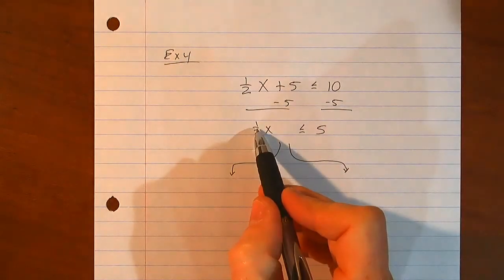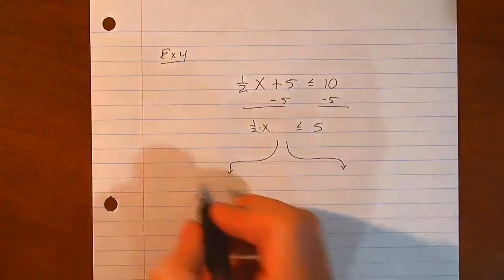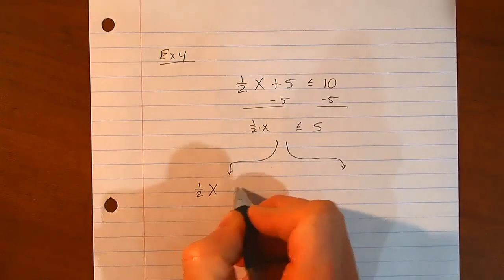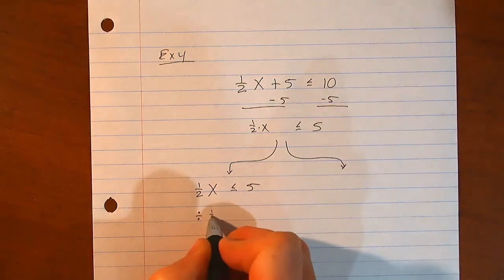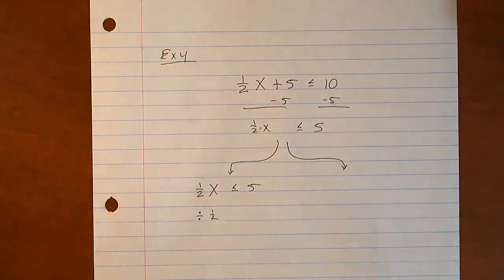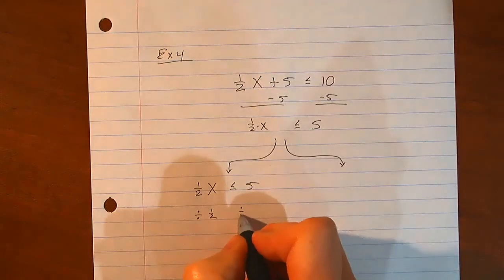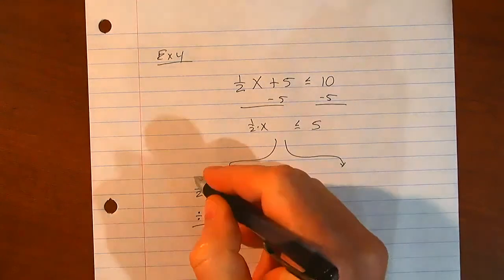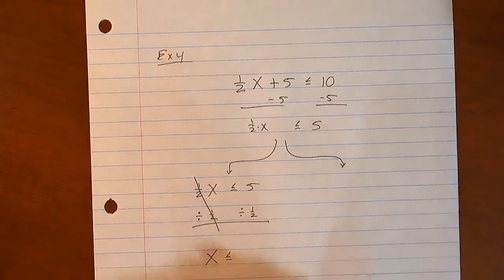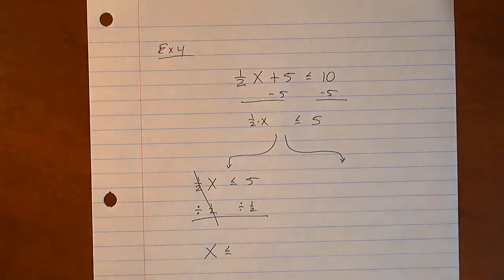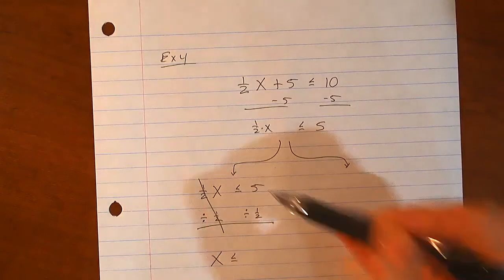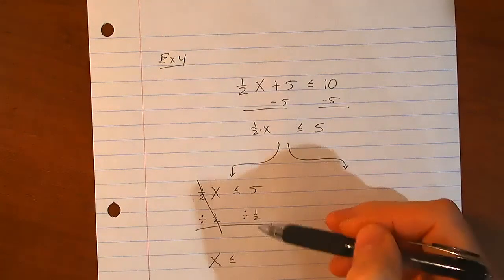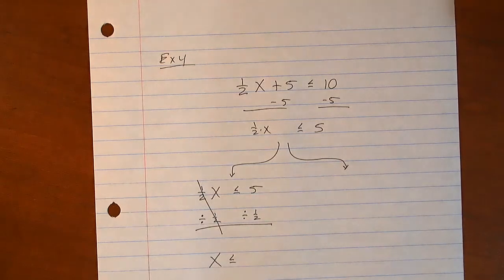Some people think of this as 1/2 times x. And if you think of it that way, then the thing that cancels out a times is a divide. 1/2 times x, I can cancel out by doing a divide by 1/2. So these 1/2 will cancel. That leaves me with an x less than or equal. Now here's the part where the people who do it this particular way have to be very, very careful. This is not 5 divided in half. It's 5 divided by a half, okay, which are 2 different things.